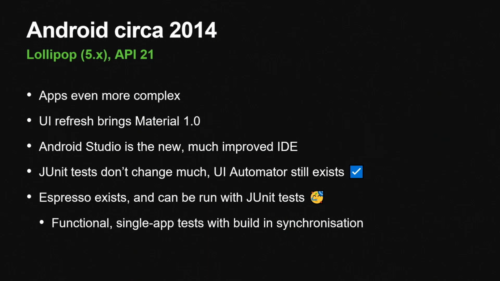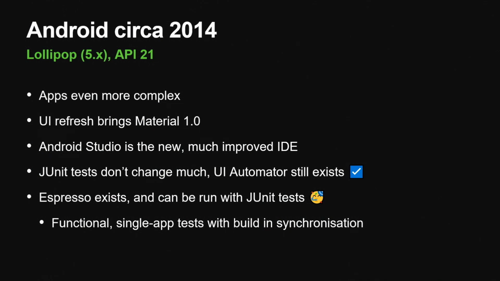2 more years in the future. Android Lollipop was the kind of current version of Android at this time. API 21 and Android 5, apps were getting even more complex around this time. But this update was pretty huge, and a lot of things happened in 2014. The massive UI refresh to Android happened, which brought Material 1.0. And our developer tooling got so much better than it used to be.